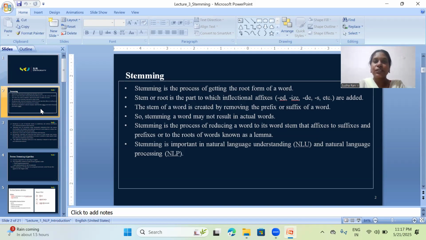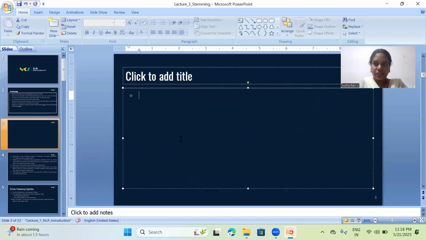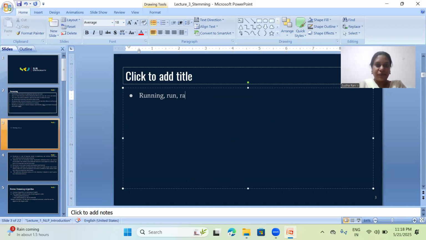Stemming is the process of getting the root form of a word. A stem or root is the part to which inflectional affixes like ed, ing, s, etc. are added. Let me explain using some examples. Say, for example, if you take words like running, run, ran. So all these words are called stem words.